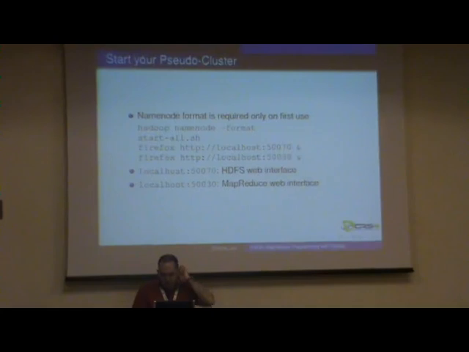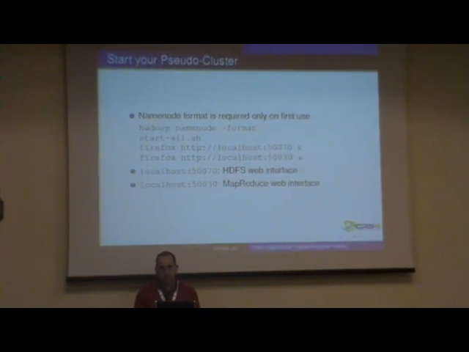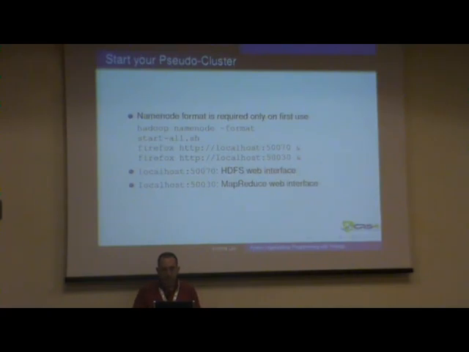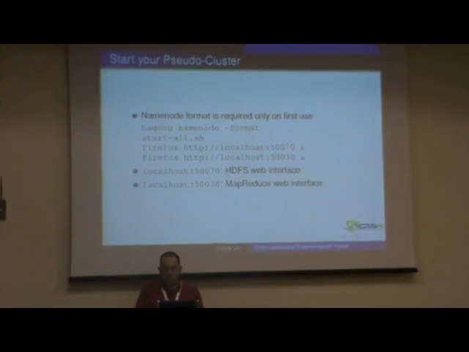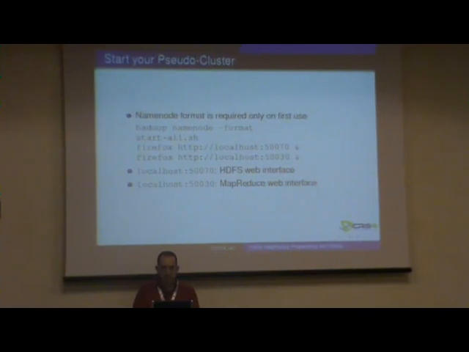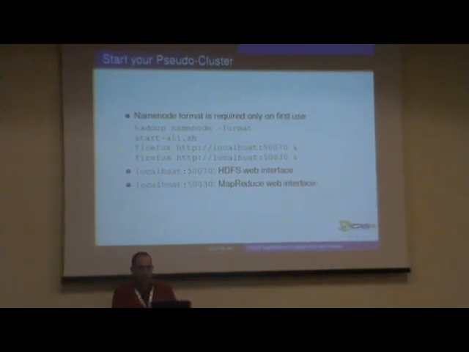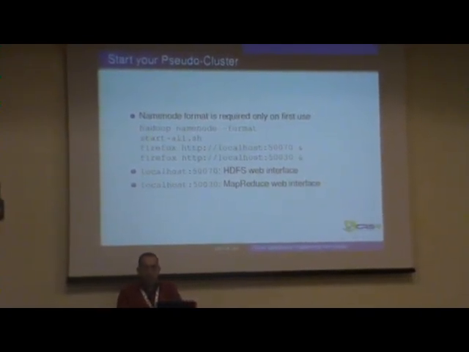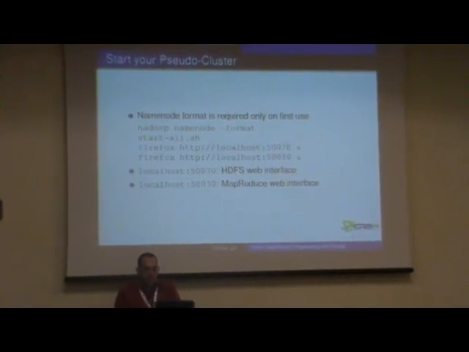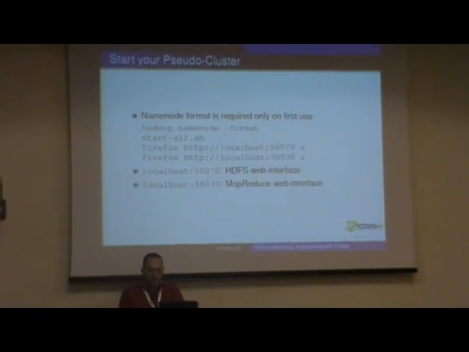Okay, after doing your configuration, you have to format the file system. That is, give me the data in the main node, so you're ready to use the file system and start the daemons. You can start all of them with this command, start-all. And a nice feature of it is that it comes with an embedded Jetty web server. So you get nice web interfaces for the distributed file system and the MapReduce framework.